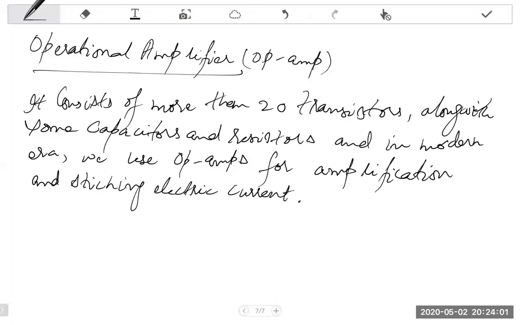So today's class is done. We will study operational amplifier in the next class. First of all, the introduction of direct sensing and then operational amplifier, how and what its construction is, different kinds of diagrams. So we will study that in the next class. Okay.